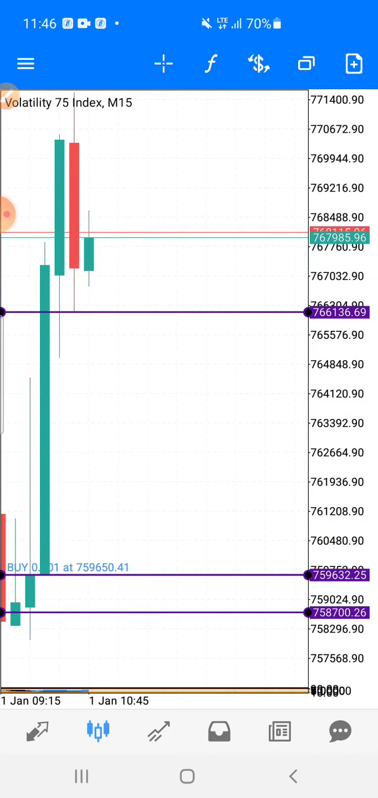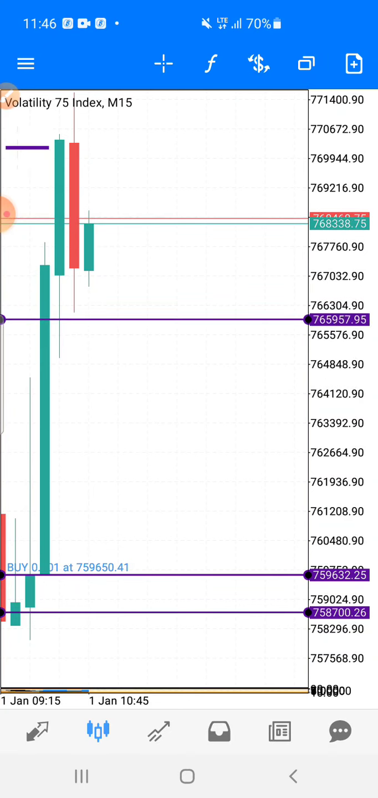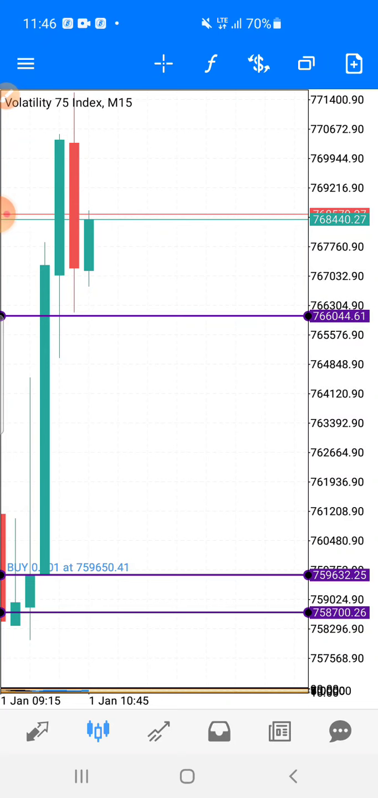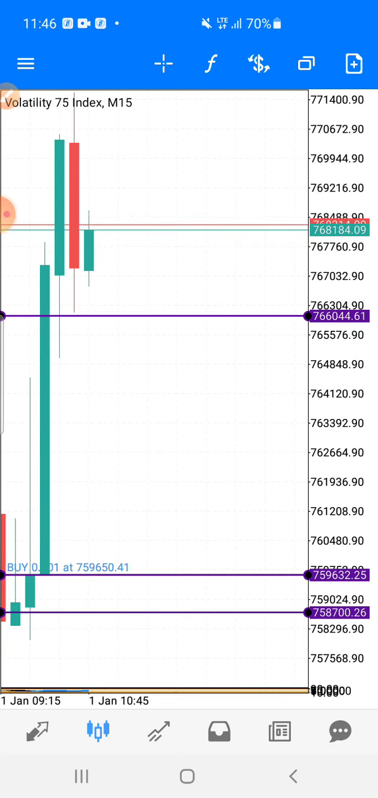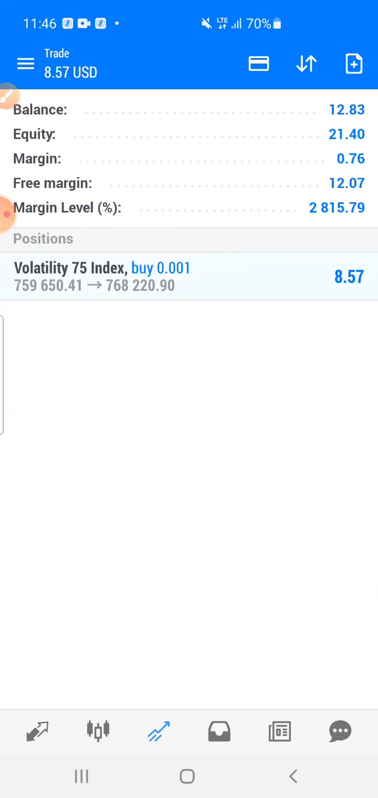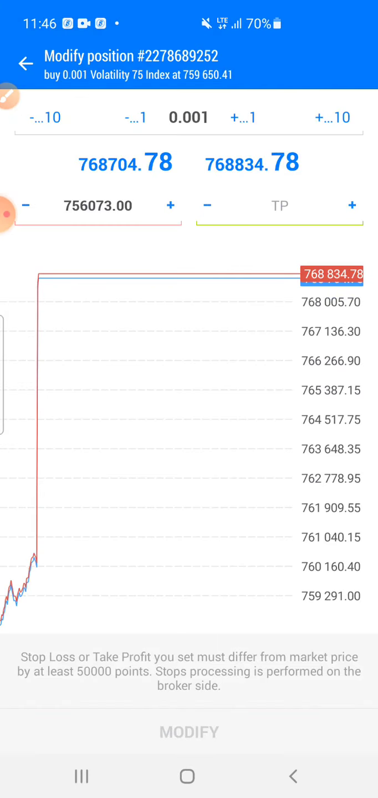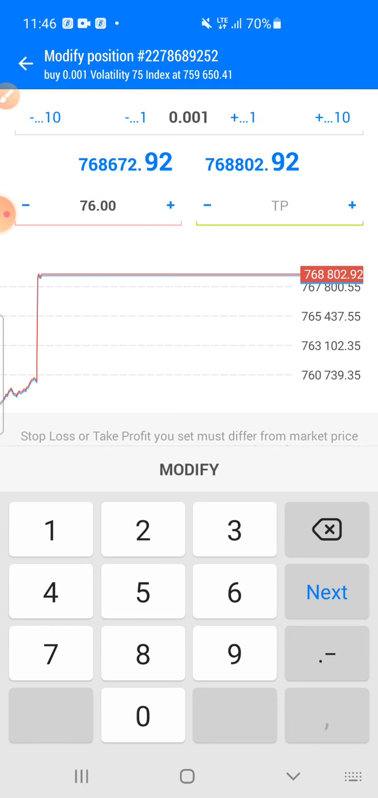7.66136. Let me shift it a small bit this way. That is 7.66044. So this is how you will keep shifting your stop loss and keep making money. So 7.6044. Let me modify this to 7.6044.